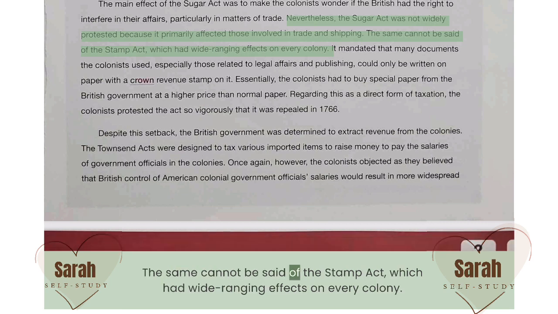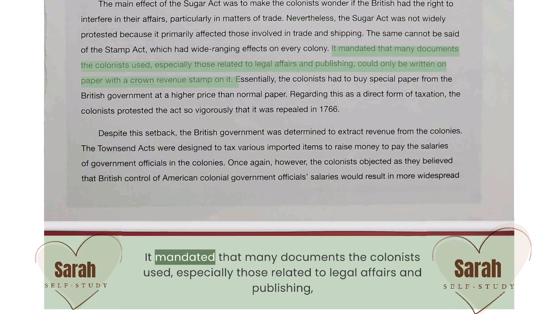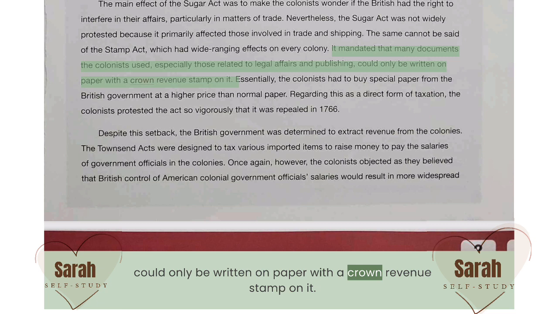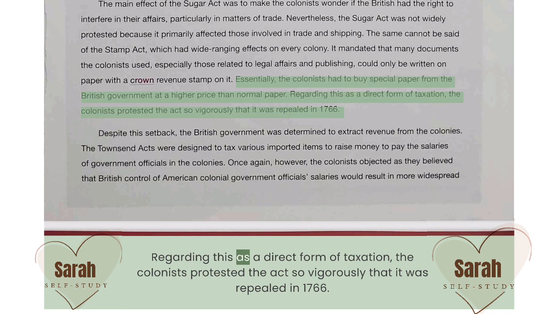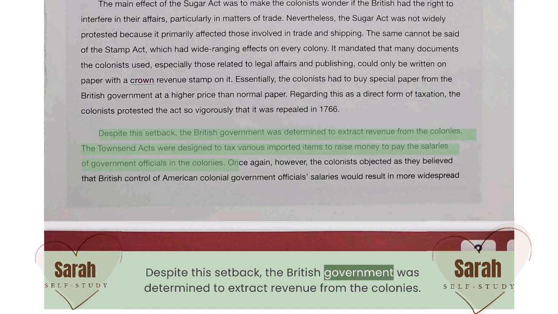The same cannot be said of the Stamp Act, which had wide-ranging effects on every colony. It mandated that many documents the colonists used, especially those related to legal affairs and publishing, could only be written on paper with a Crown revenue stamp on it. Essentially, the colonists had to buy special paper from the British government at a higher price than normal paper. Regarding this as a direct form of taxation, the colonists protested the act so vigorously that it was repealed in 1766. Despite this setback, the British government was determined to extract revenue from the colonies.